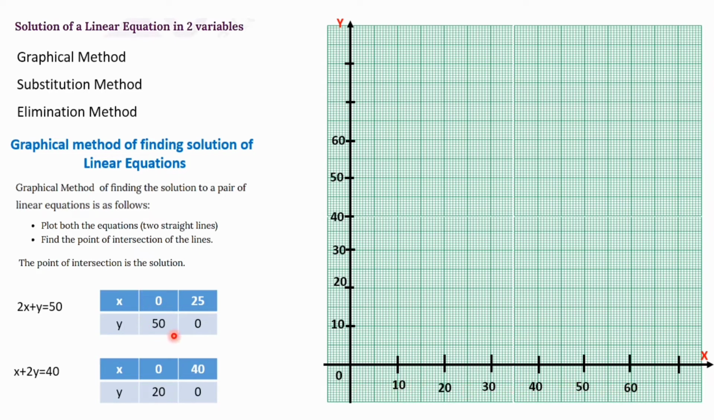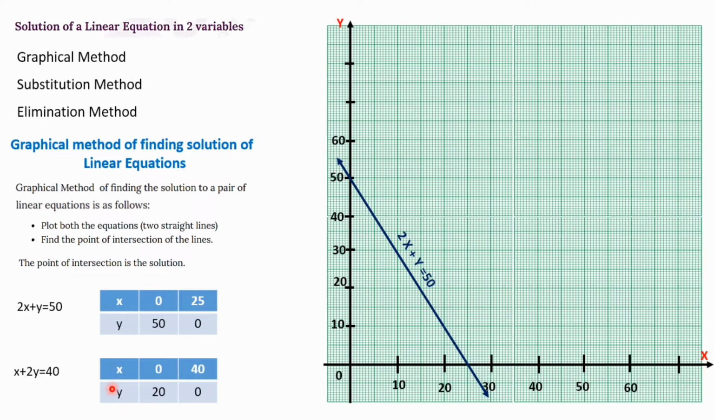So the first point I have taken is 0, 50. X value is 0, y value is 50. So the point is here. By using the pencil you have to mark a point here. Next point is 25, 0. X value is 25, y value is 0. So 25, 0 is here, in between 20 and 30. By joining these 2 points you have to draw a line, and that line you have to label as 2x plus y is equal to 50.